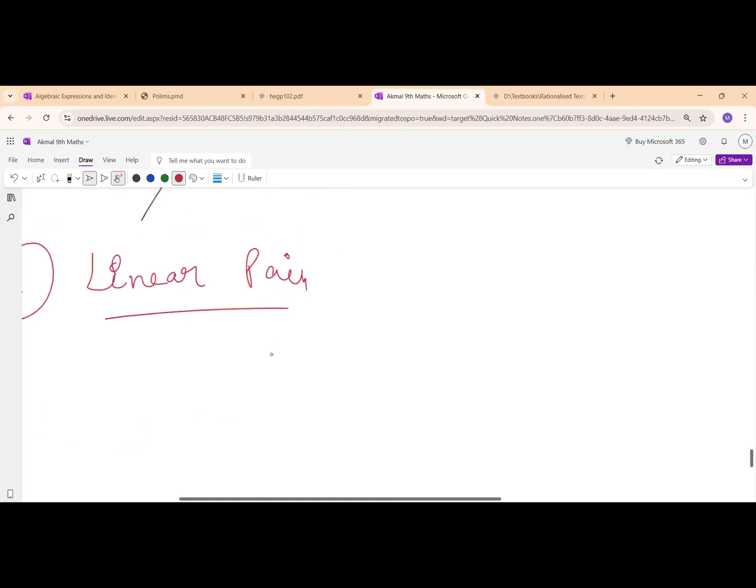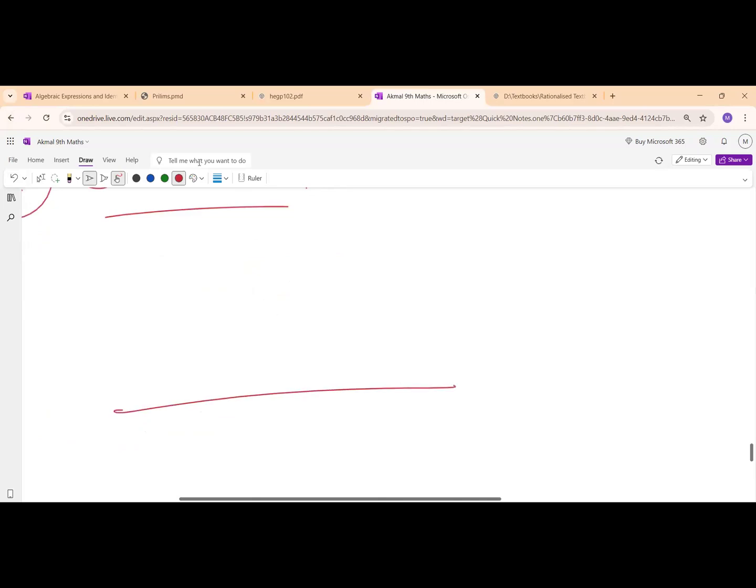First of all, linear means straight. So it is always on a straight line. So make a straight line. And pair means two angles. So let's say I have another line on this. Now, Akmal, we know that the angle on a straight line is equal to 180 degrees, right? This is what we call a straight line angle.